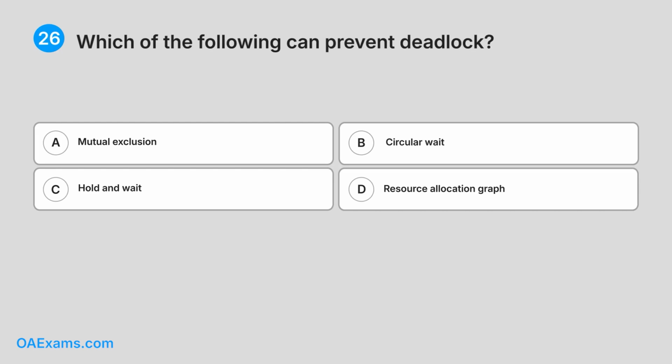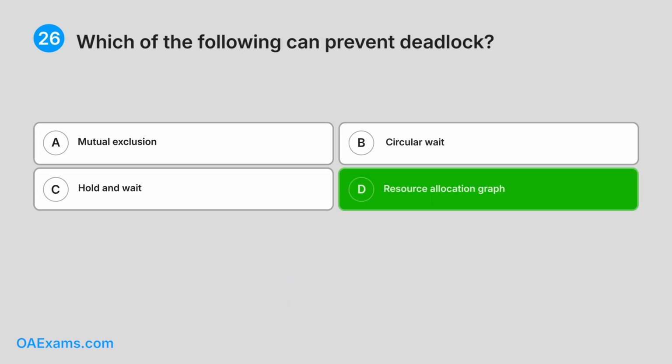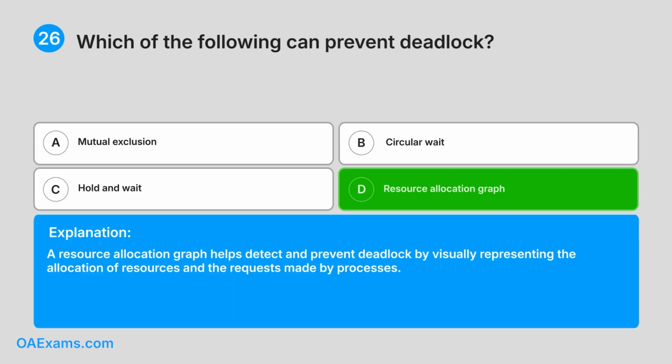A. Mutual exclusion. B. Circular wait. C. Hold and wait. D. Resource allocation graph. Do you know the answer? Correct answer: D. Resource allocation graph. Explanation: A resource allocation graph helps detect and prevent deadlock by visually representing the allocation of resources and the requests made by processes.